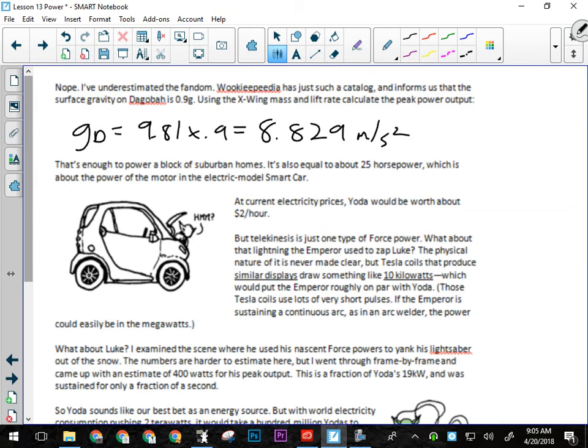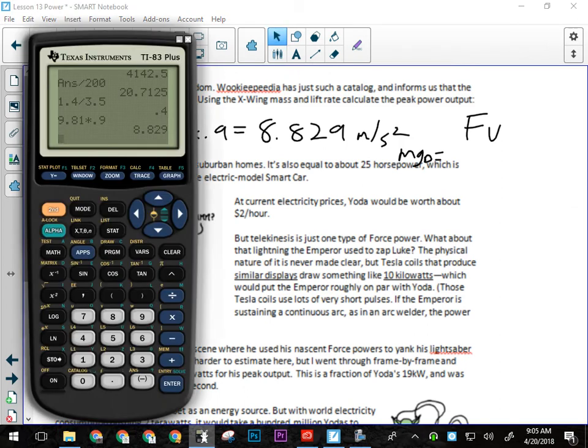All right, so if we have the X-Wing's mass and its lift rate, we can calculate its peak power output by going force times speed. Now, what force are we working against? Gravity. Normally we just go m times g, but g is 9.81. We need to use g on Dagobah. So we're going to take the 5,600 kilograms and multiply it by 8.829, and then multiply that by the speed we calculated, 0.4.